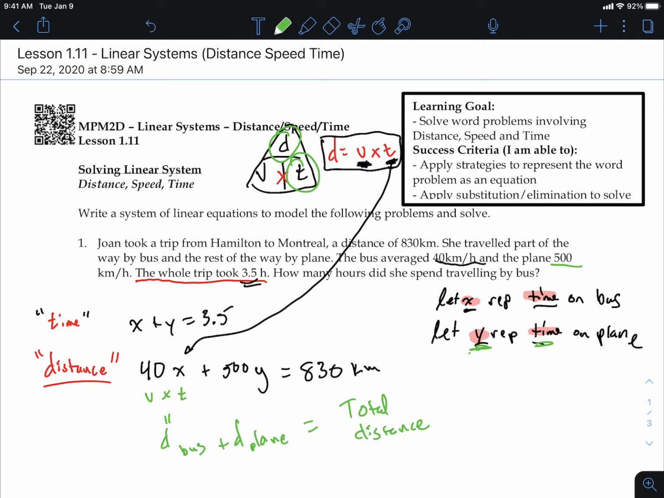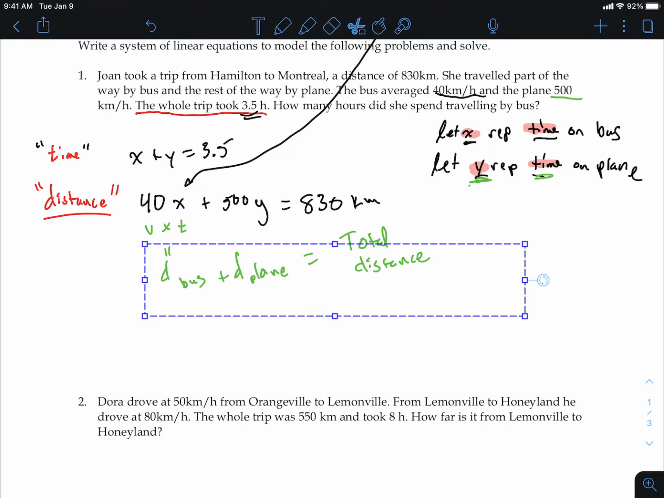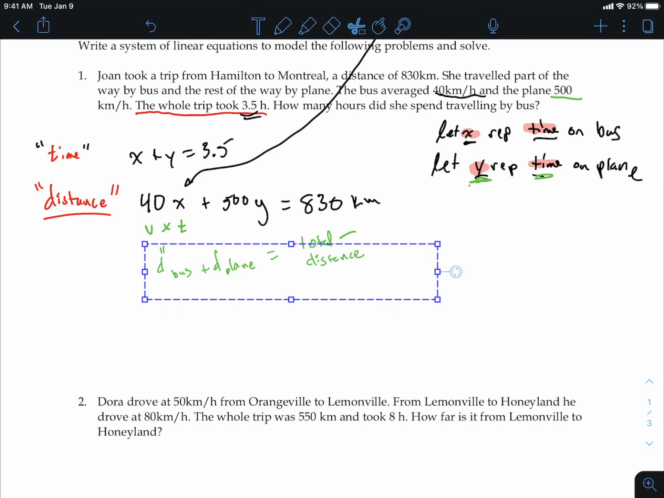These are just two equations that you can solve now. How would you like to solve them? Substitution or elimination? Which one?